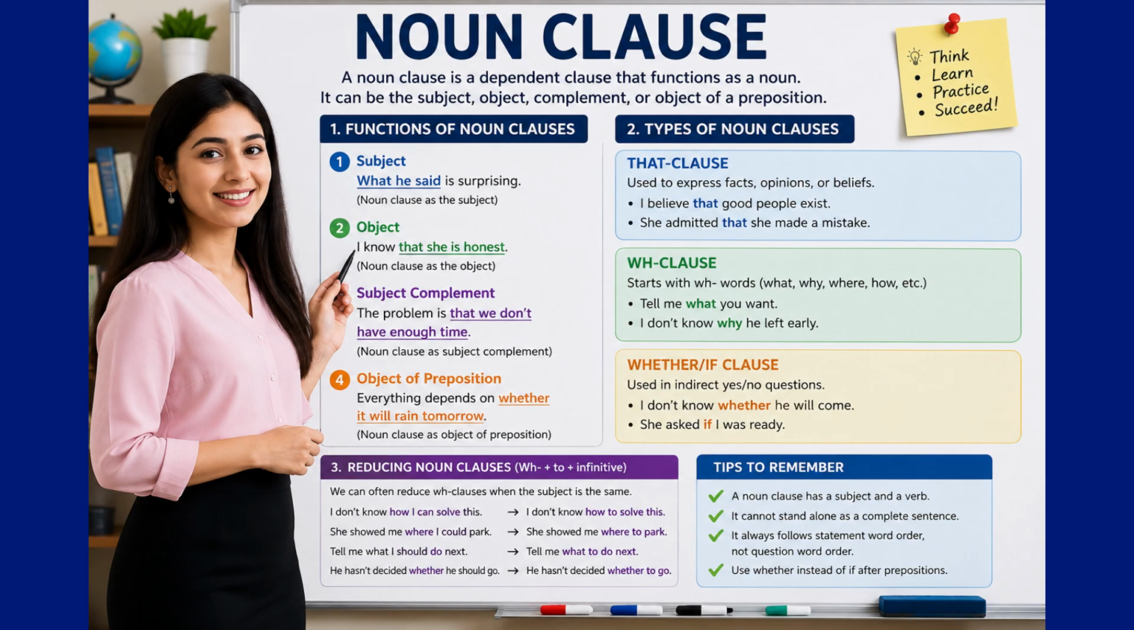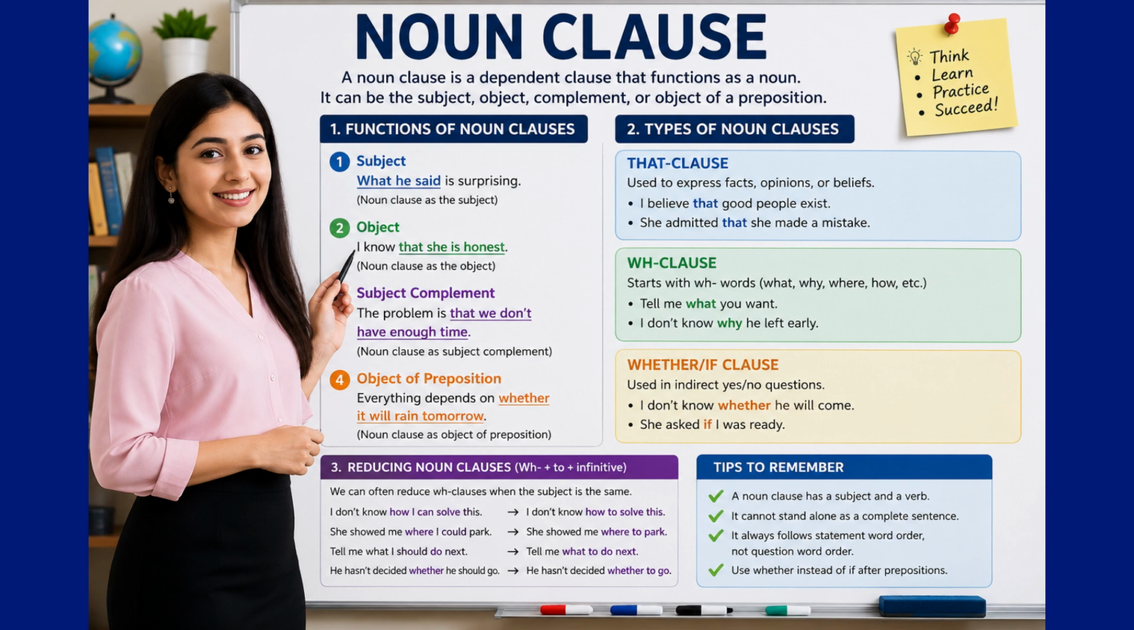Finally, while noun clauses usually cannot be reduced in the same way as adjective or adverb clauses, many WH clauses can be simplified into WH word plus to infinitive forms, such as what to do, where to go, or how to solve the problem. The best way to master noun clauses is to notice how native speakers use them in conversations, books, articles, and videos.